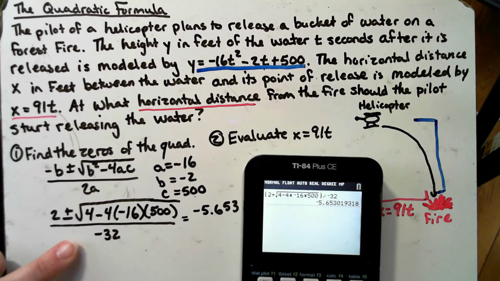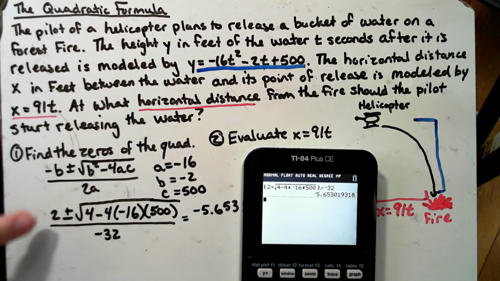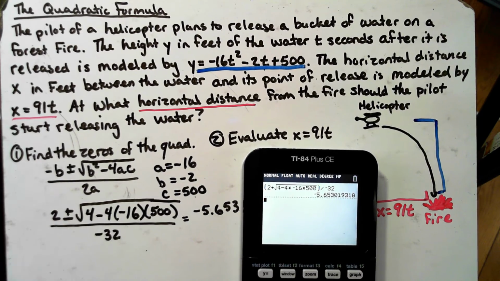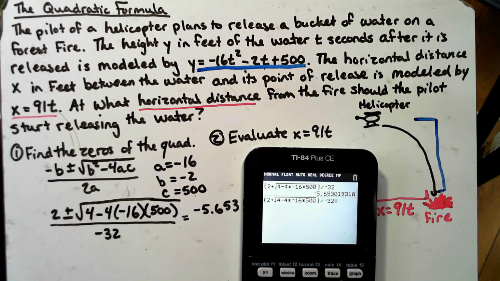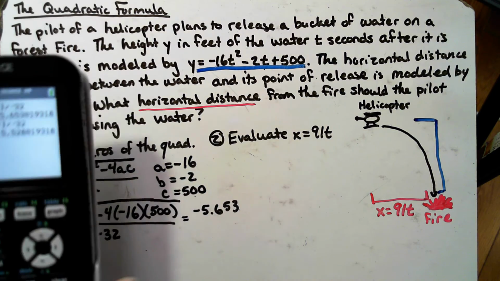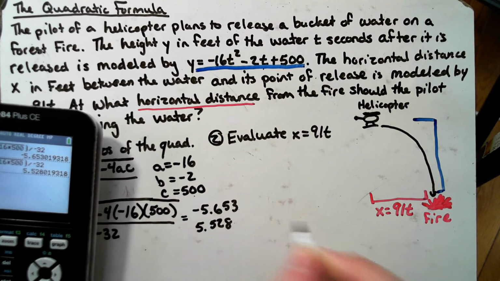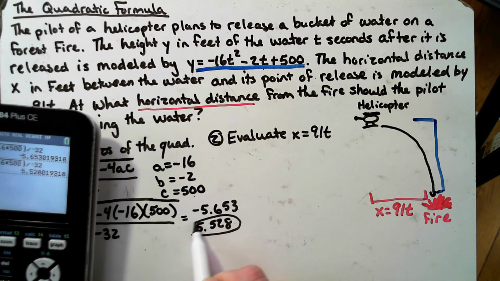Now, a negative time does not make sense for this, so I'm going to try the other one with the minus sign. So I'm going to take my expression, and I'm just going to change that plus sign to a minus sign. And I got 5.528. Okay, so I'm going to use 5.528 as the value for the time.